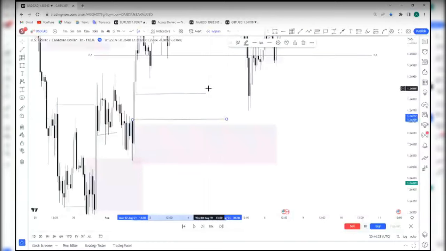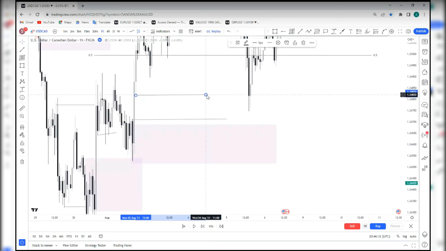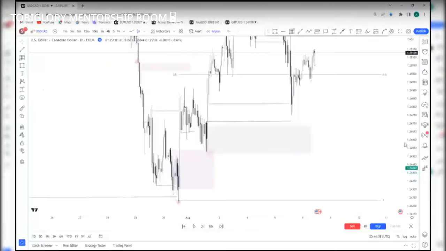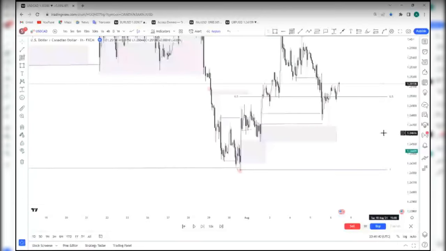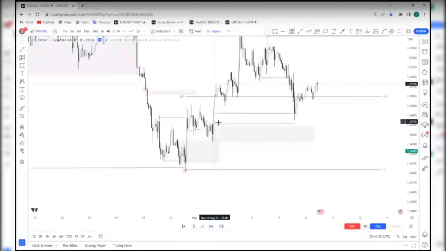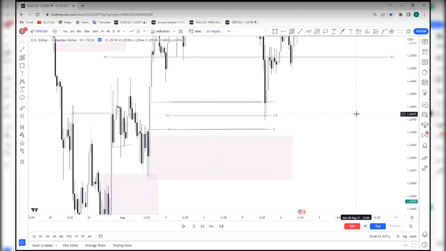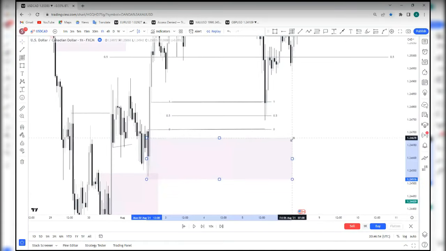Imbalance. The reason I've not talked much about imbalance is because I'm not finished with structure. So from here to here, we have imbalance. Even though I'll be looking for my entry, I'll be looking for my entry inside the imbalance, the 50% of the imbalance. Can you see? We have imbalance, so the 50% of the imbalance will be my entry.